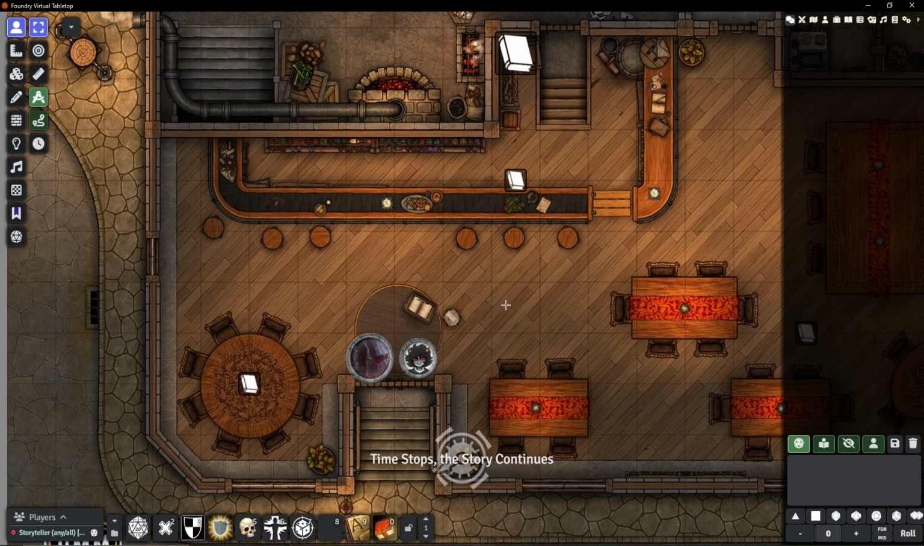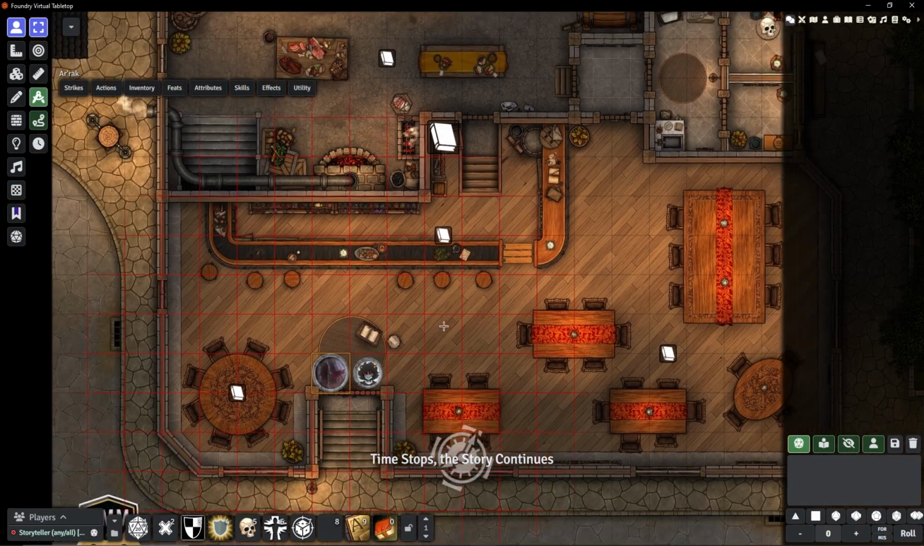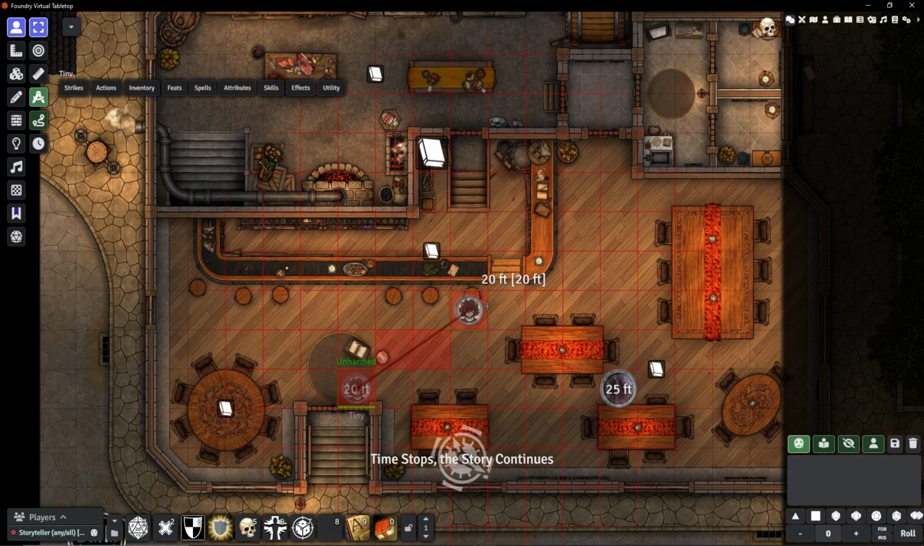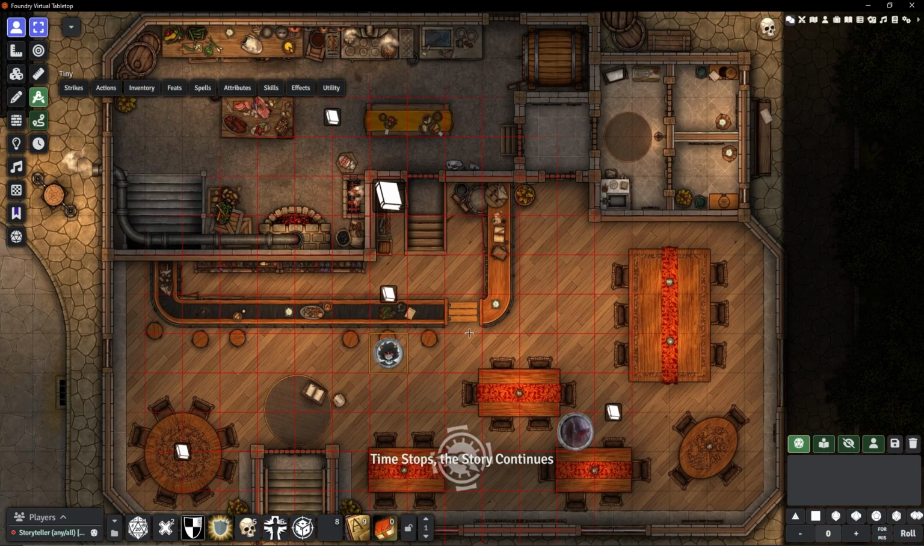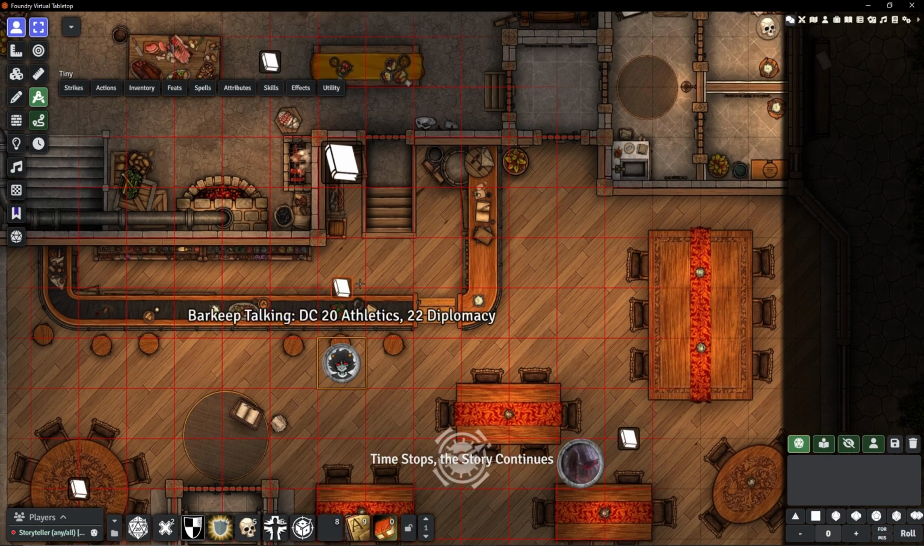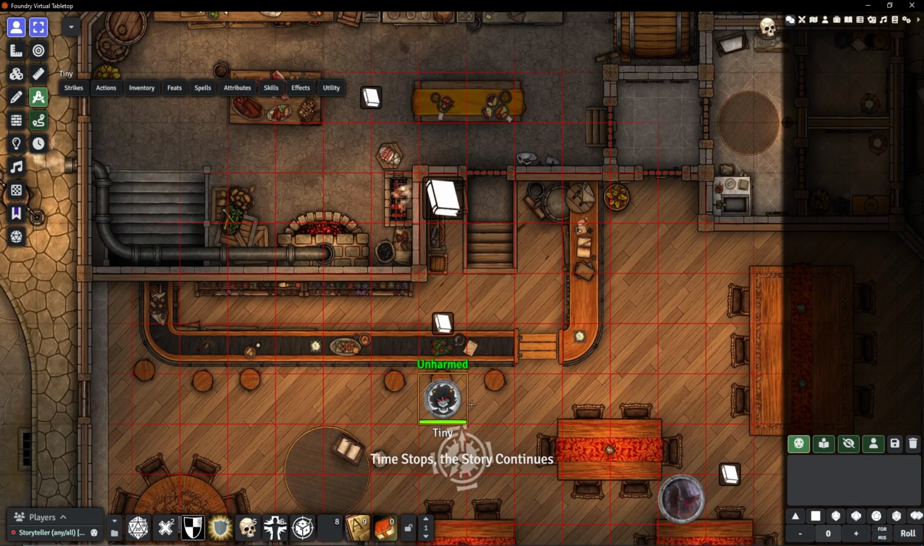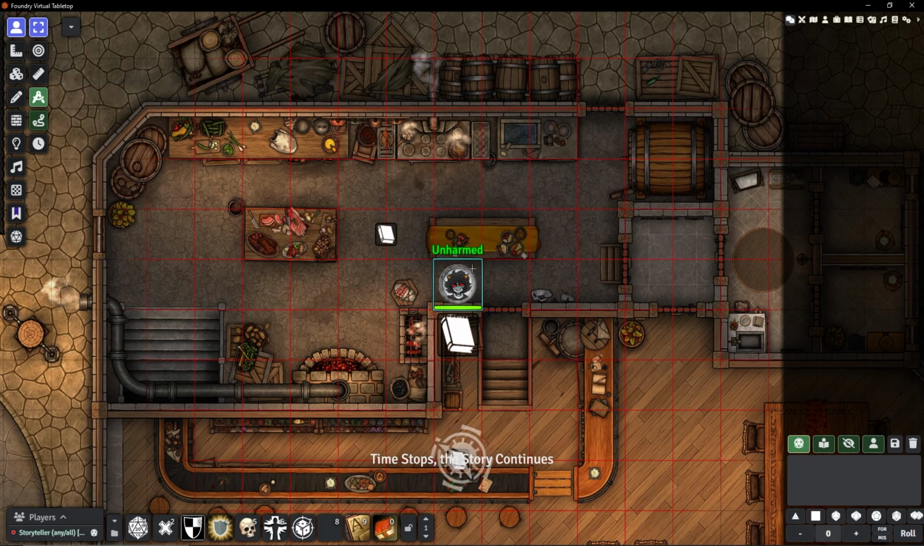And then on day 3, Arak is going to actually go and attempt to speak to the patrons today, while Tiny is going to become helpful with the barkeep and become friendly with the line cooks.